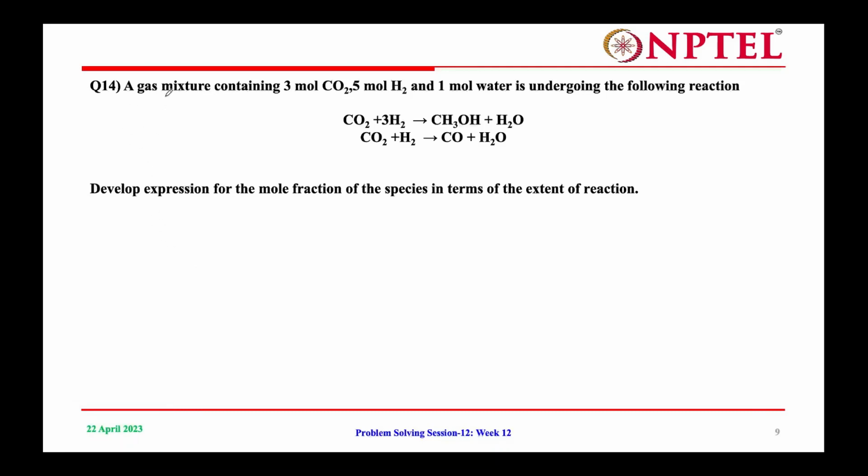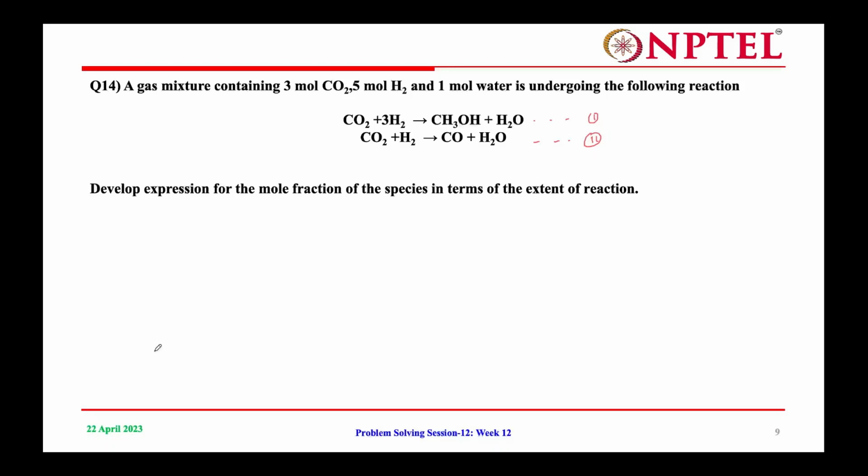Question number 14. A gas mixture containing 3 moles of CO2, 5 moles of H2 and 1 mole of water is undergoing the following reactions. CO2 plus H2 gives methanol plus water, and CO2 plus H2 gives carbon monoxide and water. Develop the expression for the mole fraction of species in terms of the extent of reactions. These are multiple reactions, reaction number 1 and reaction number 2.